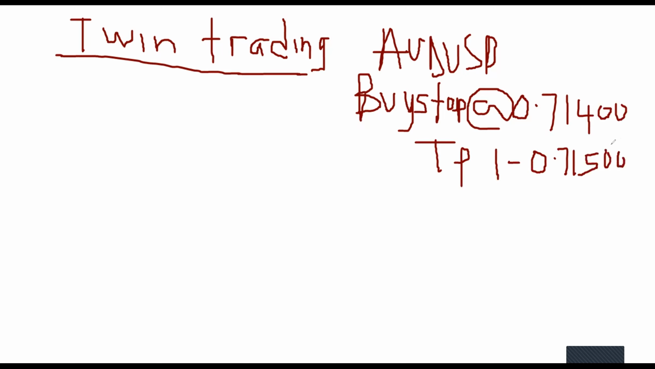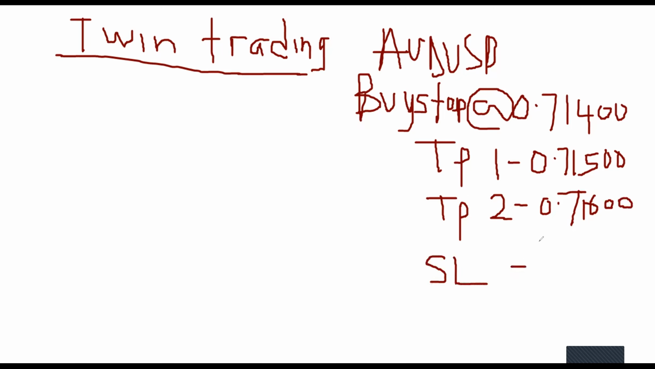Thank God I taught you pips yesterday. TP1 is when you just add 10 pips to the entry. TP2, you add another 10 pips to this TP1. Let's say probably this is 0.71600. Then let's say your stop loss is 0.70000. Let's say probably that is your stop loss.